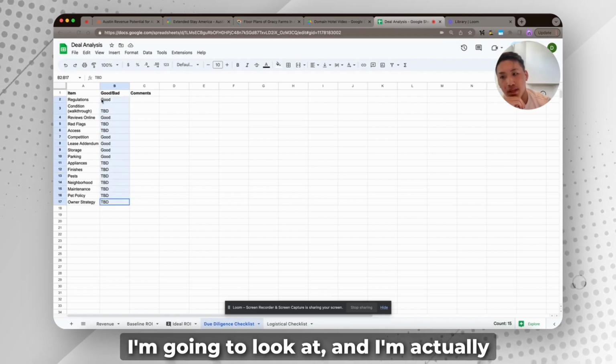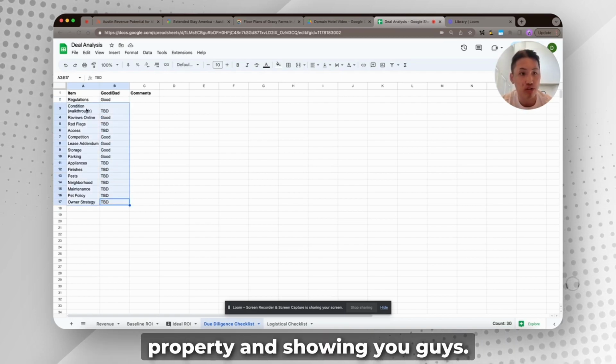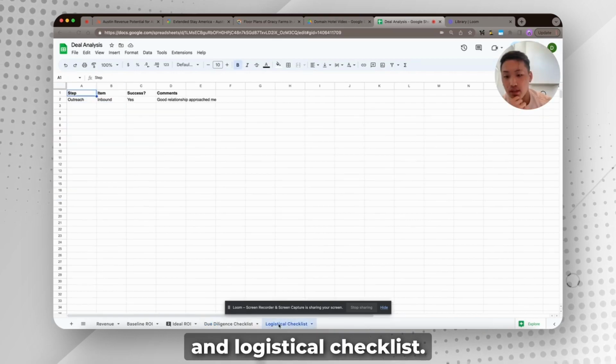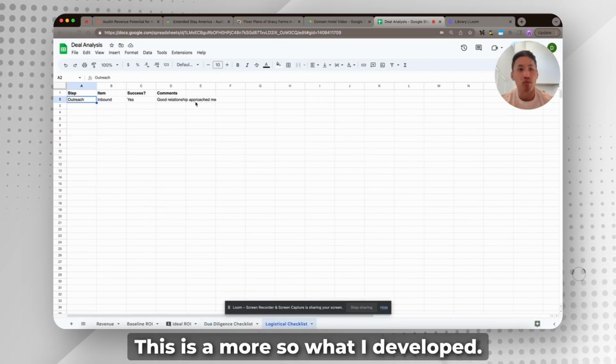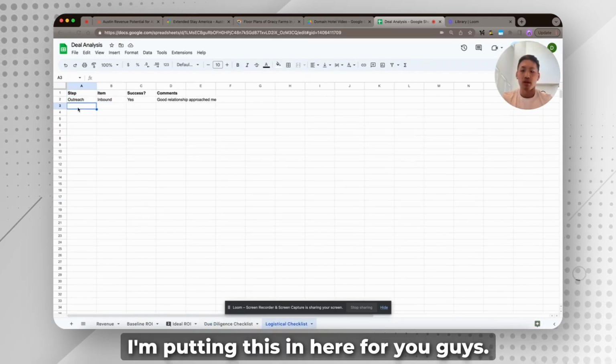This is what I'm going to look at. And I'm actually going to film myself going through the property and showing you guys, so stay tuned to that. And logistical checklist. This is more so what I developed. I don't need to use this right now, but I'm putting this in here for you guys.